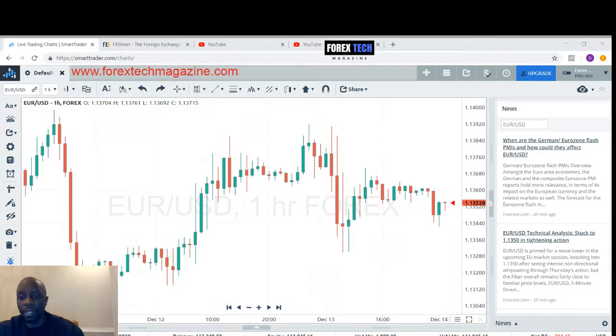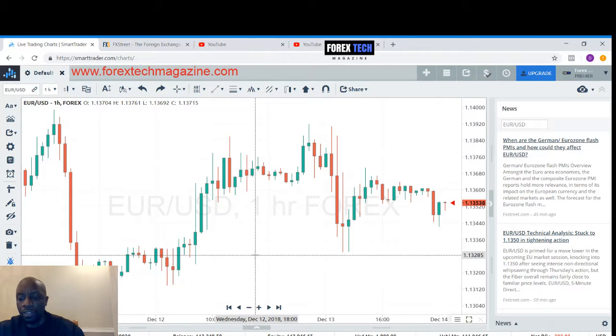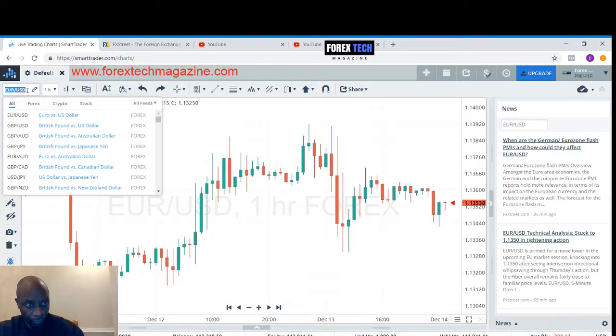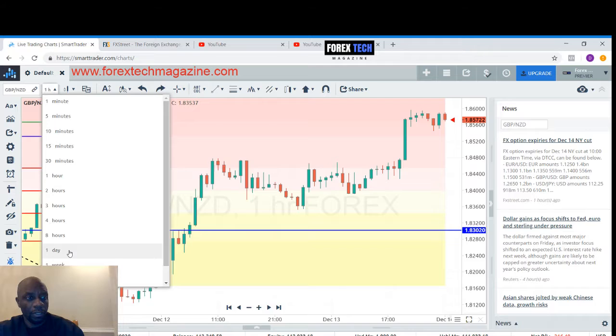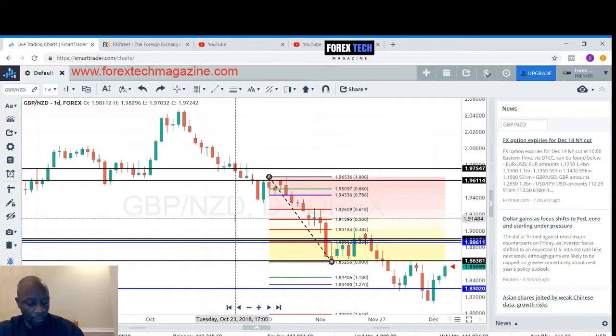Now that we got that out of the way, let's get into what you came here for, which is to look at some trades. All right, so this right here is the Great Britain pound against the US dollar, and this is a trade that we were in several days ago, and we got out with a profit.